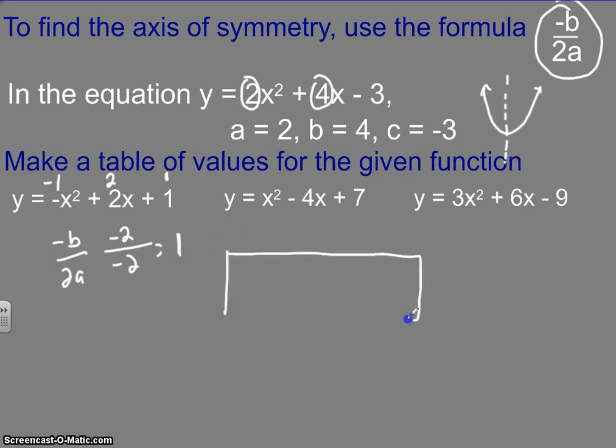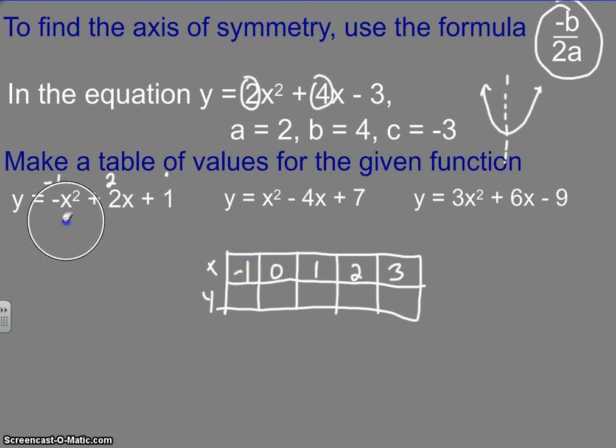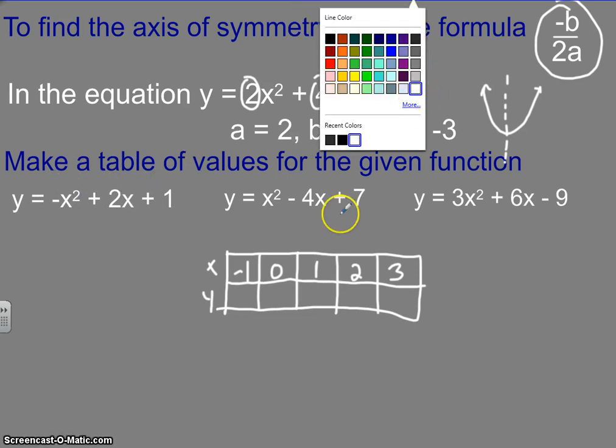So when I'm making a table, I'm going to make 5 values. We've got x and y here, and my middle one for x is going to be that number, the axis of symmetry, because whatever happens on this side of it is the same as what happens on this side. So I'm going to go up 2 and 3, then I'm going to go down 0 and negative 1. The next step is we're going to look at finding values.